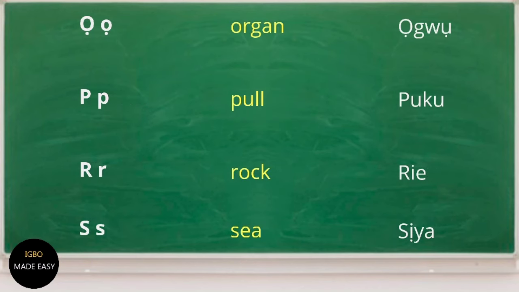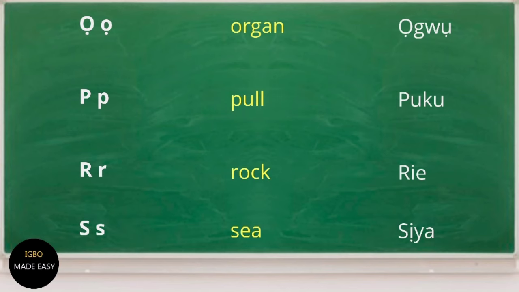Now on this slide we have O, P, Re, si. O is synonymous to the English sound of OR in organ or organization. The O sound is how the O in Igbo sounds. And here we have, for example, Ogwu. Ogwu is drug, medicine, and it's also used for charm.